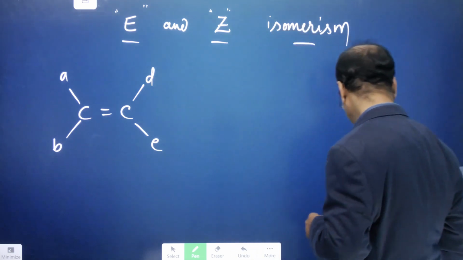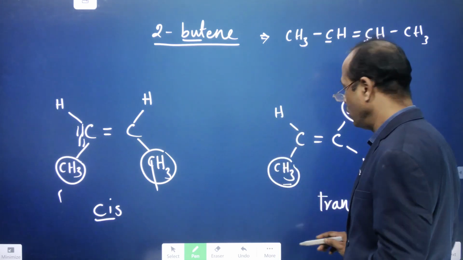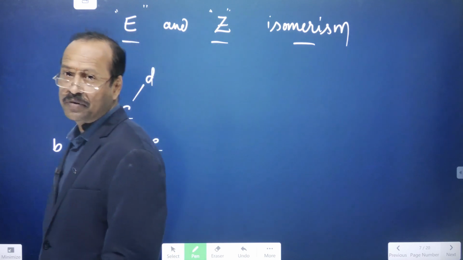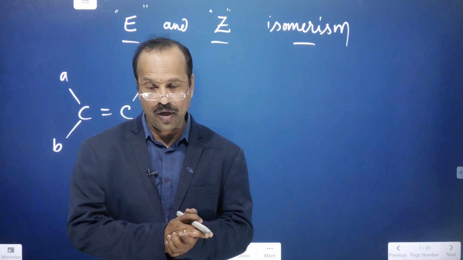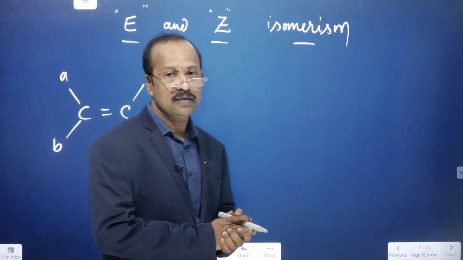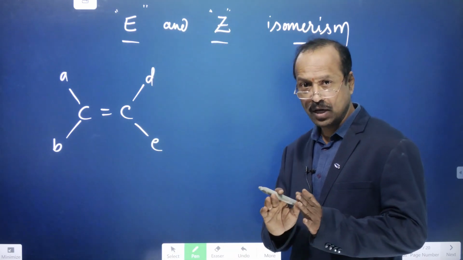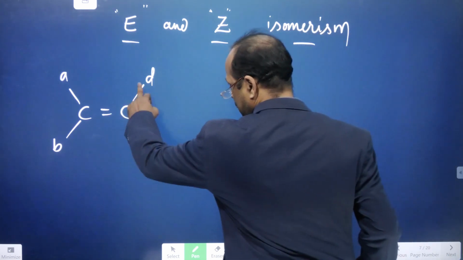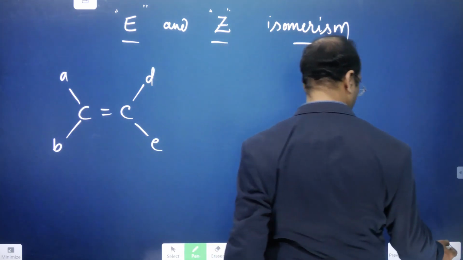For these highly substituted alkenes, are cis and trans possible? No. For highly substituted alkenes, cis and trans isomerism is not possible. For that we use the isomerism called E and Z isomerism. I'll give an example. The same here, A, B, E, D, four different substituents.